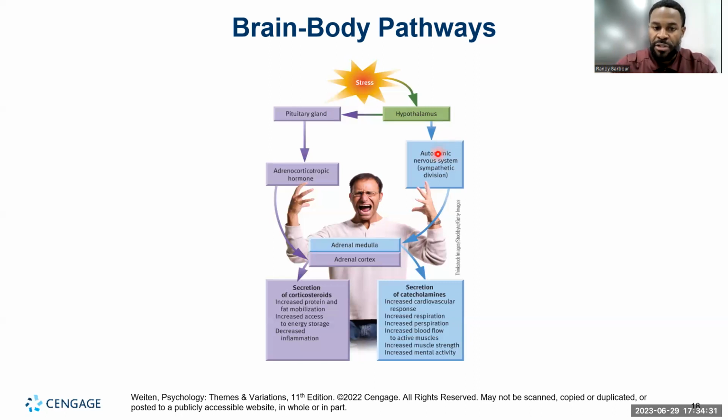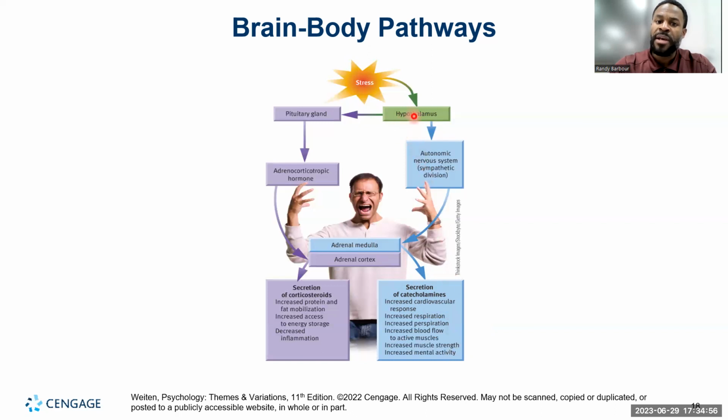So in that system, the adrenal medulla secretes what we call catecholamines, excuse me, and these catecholamines increase your cardiovascular response, your respiration, your perspiration, blood flow, activate your muscles, increase muscle strength and mental activity, so you have mental acuity.